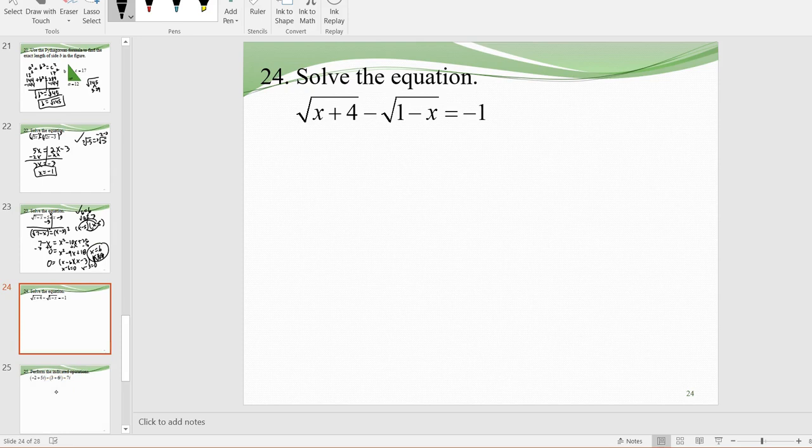What do I do when I have several radicals? Well, I isolate one. It's not going to be pretty, but at least we can get rid of one of them.